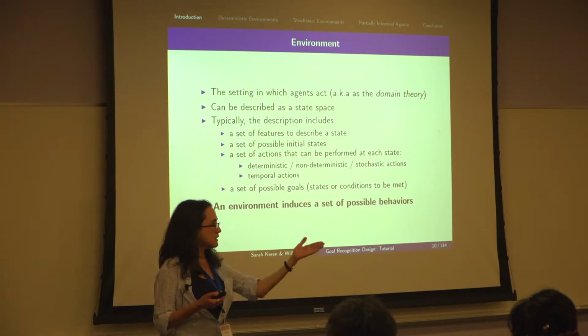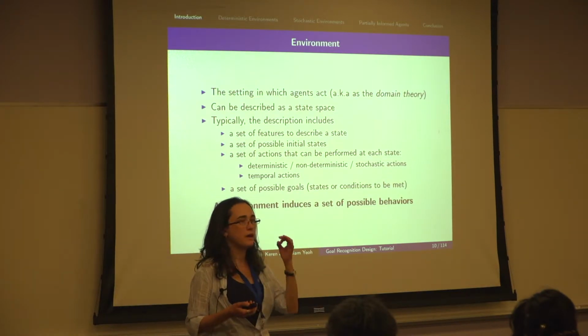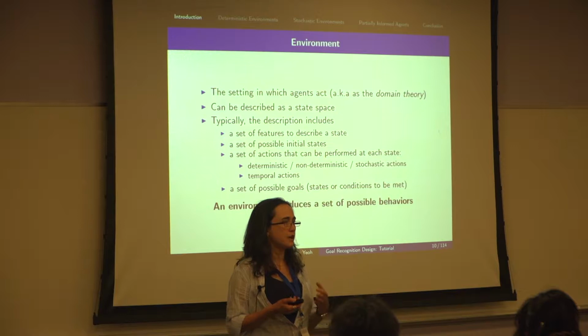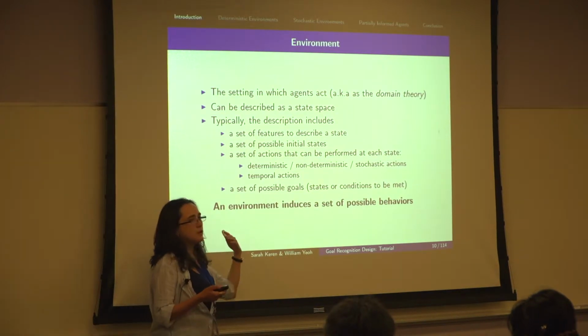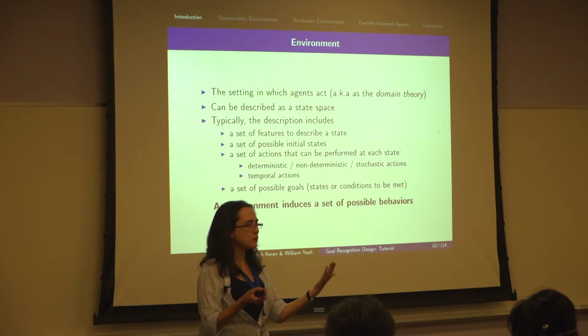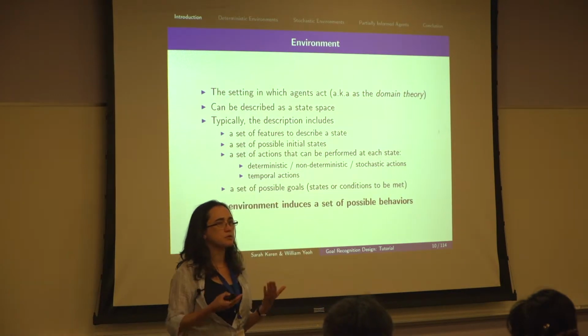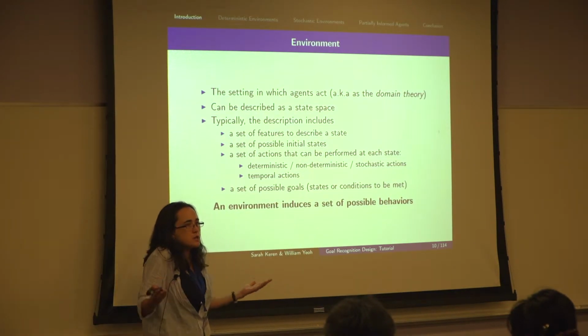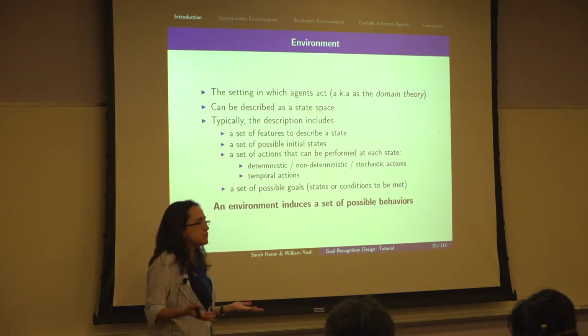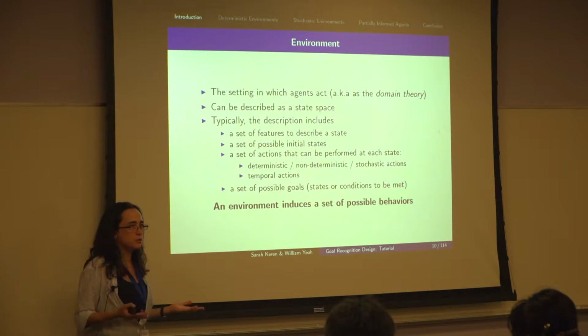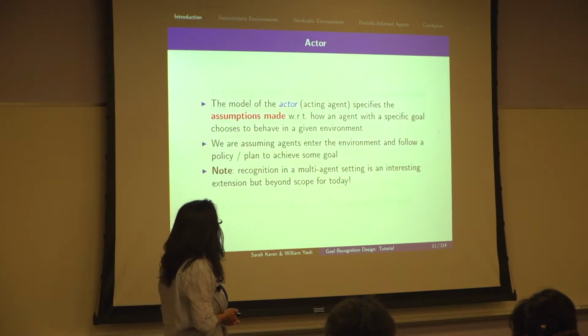The idea is, and as was mentioned here, we have a set of predefined goals. We know what the possible goals are. Basically, the role of the environment component is to define the set of possible behaviors. How can agents behave in an environment? What are the possible trajectories that we would need to analyze for the goal recognition setting?